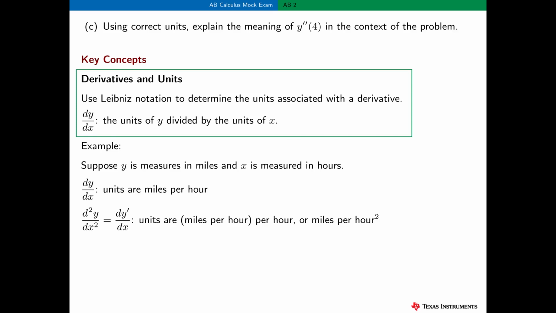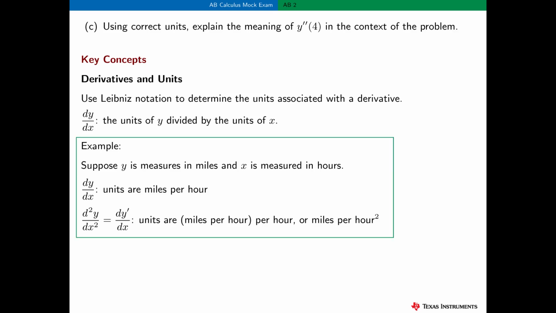Now, I think it's easier to determine the units associated with a derivative if we use Leibniz notation. And it's pretty straightforward. For a derivative represented by dy dx, the units are simply the units of y divided by the units of x. Here's a quick example. Suppose y is a function of x, and y is measured in miles, and x is measured in hours. Then the units for dy dx are miles divided by hours, or, more commonly, miles per hour.